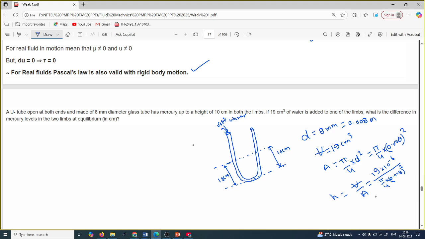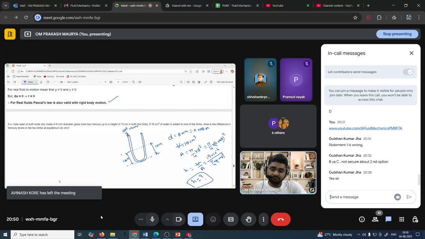So now what will be your H? Anyone can tell? What is the value of H? Anyone solving? Value of H.